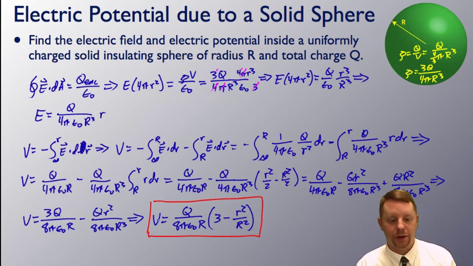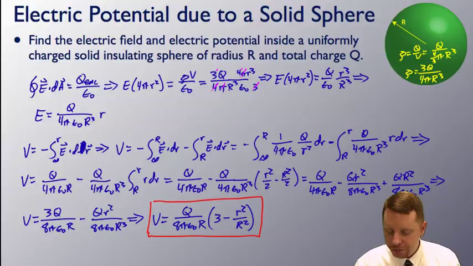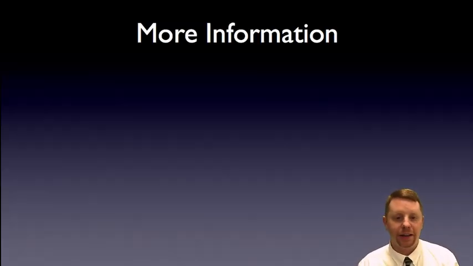So there are a couple different ways we can do this. Hopefully that gets you started with finding the electric potential due to continuous charge distributions.